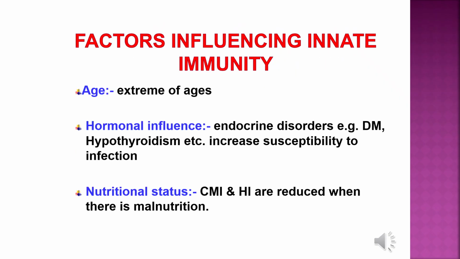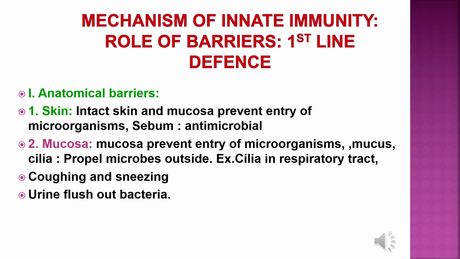Now we will see factors responsible for the innate immunity. So it is age, extremes of ages. So extremes of ages, they have low immunity. Then hormonal influence. So endocrine disorders like diabetes mellitus, hypothyroidism, they increase susceptibility to infection. So that means low immunity. Then nutritional status. So in malnutrition, cell-mediated immunity, and humoral immunity, that is antibody-mediated immunity, is low. The mechanism of innate immunity, so this is first line defense.